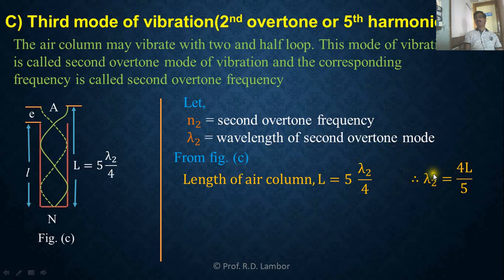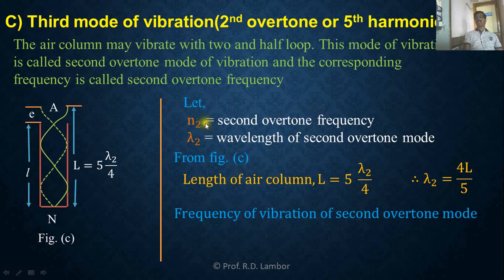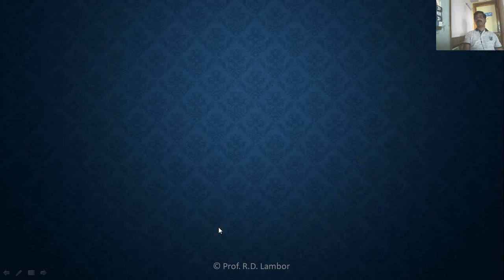Now that we know lambda 2, from it you can find the second overtone frequency. See here, the frequency of vibration of the second overtone mode, that is n2, is equal to v upon lambda 2. We can substitute lambda 2 here, so you will get v upon 4l upon 5. This 5 will be at the numerator. So the next step will be like this: n2, the frequency of the second overtone mode, equals 5 times v upon 4l.